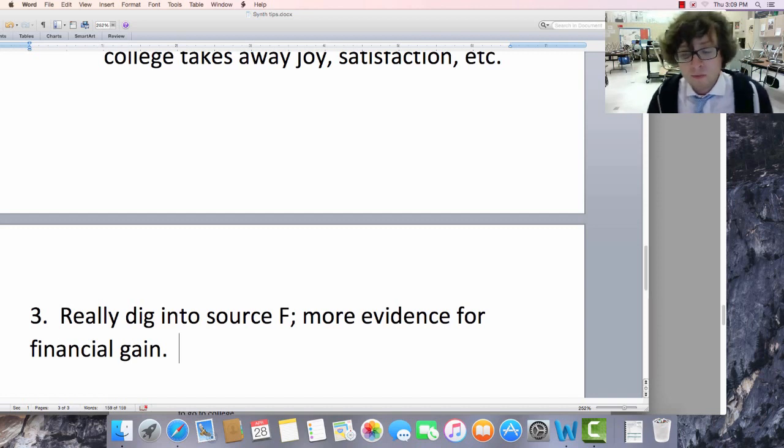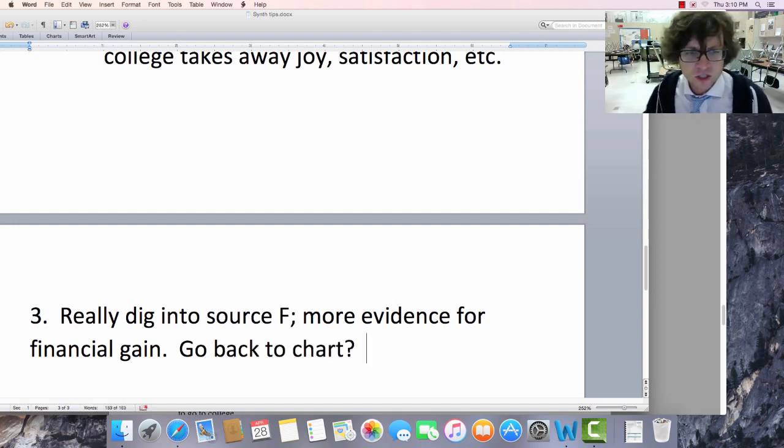Now, here we have to remember one of our rules, which is no one-source paragraphs, right? So we want to avoid simply looking at source F and saying, look at all this great data it gave us, because then we're not really doing any synthesis. So when in doubt, you can go back to the chart.